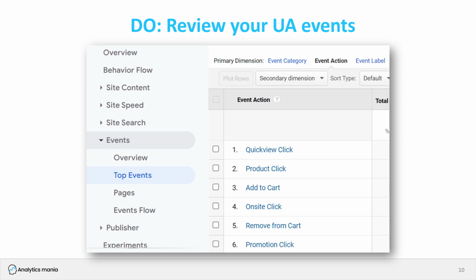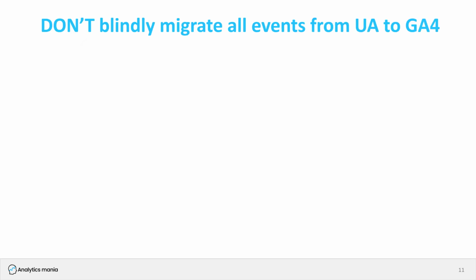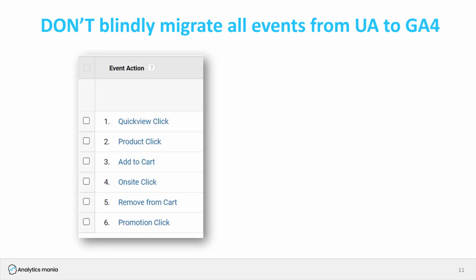So try to look at the migration as the implementation of a new tool. Evaluate what you already have, find out what's important, and migrate only those events. Based on my experience, I have seen, as I've said, 10, 20, sometimes 30% of events that are no longer used. So that is a weight that you could easily get rid of when it comes to migration, and this would reduce the scope of your GA4 migration. So please don't migrate all events blindly from Universal Analytics to Google Analytics 4.